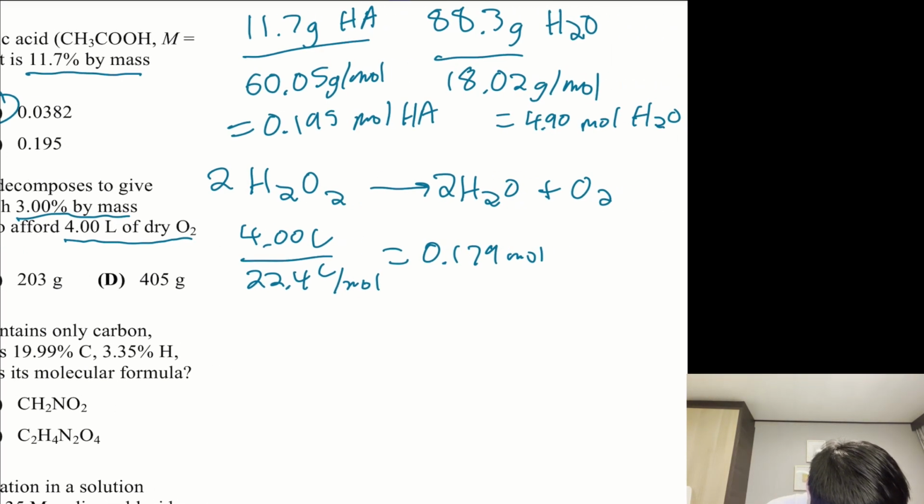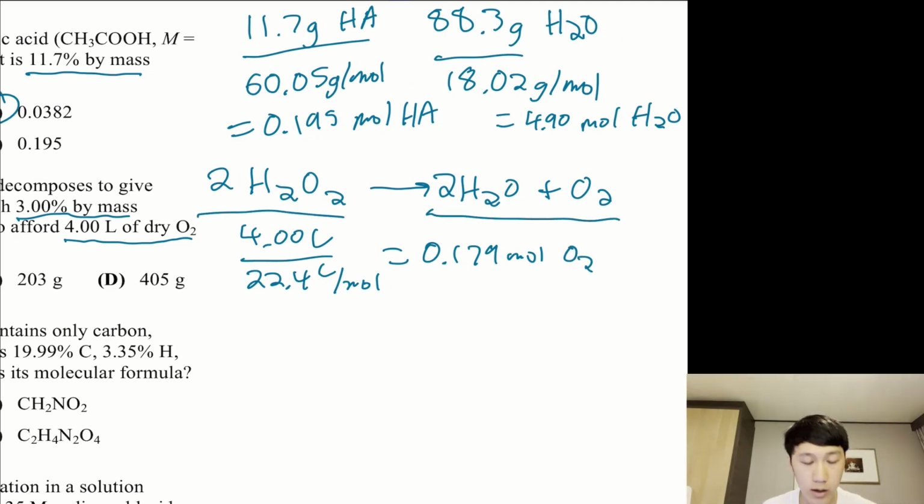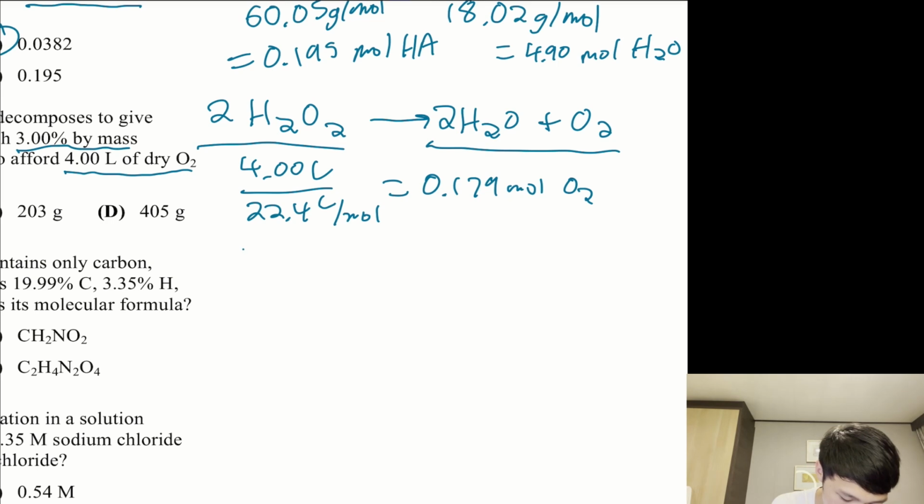moles of oxygen. And then, using the stoichiometry of this reaction, we can tell that 1 mole of oxygen equates to 2 moles of hydrogen peroxide. So we can calculate the moles of hydrogen peroxide, which comes out to 2 times 0.179, which is 0.357 moles of H2O2.